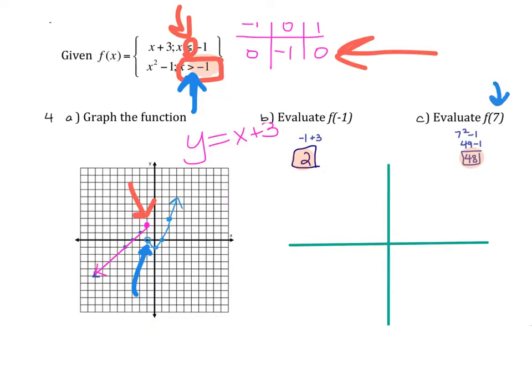To evaluate, you kind of have two options. If it's on your graph, you can use your graph. And if it's not, then you can use your equations. Questions on those?